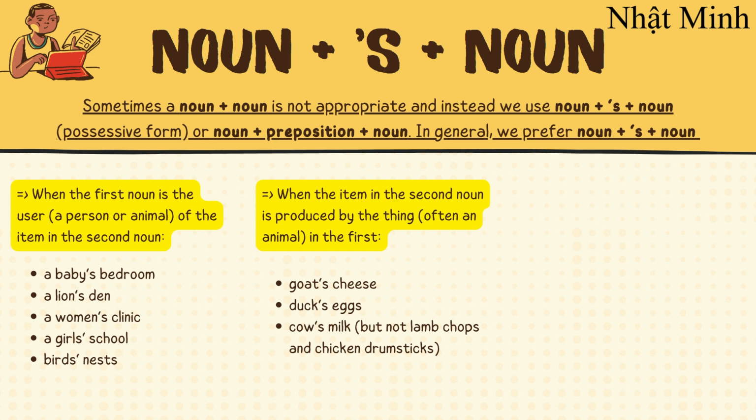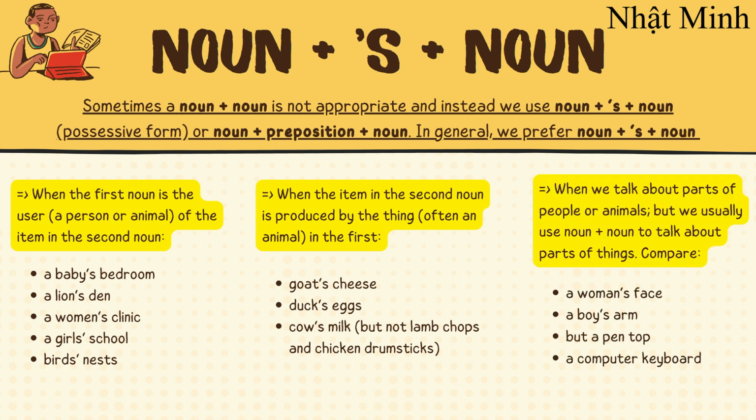We also use it when the item in the second noun is produced by the thing, often an animal, in the first: goat's cheese, duck's eggs, cow's milk, but not lamb chop and chicken drumstick. When we talk about parts of people or animals, we usually use the possessive, but we use noun plus noun to talk about parts of things. Compare a woman's face, a boy's arm, but a pen top, a computer keyboard.